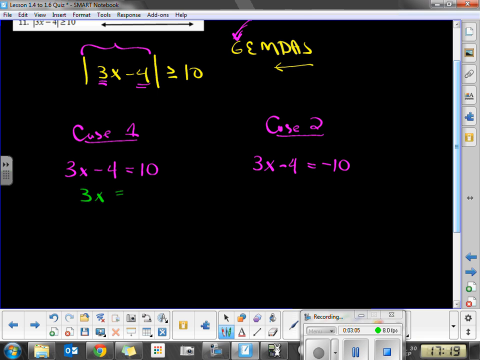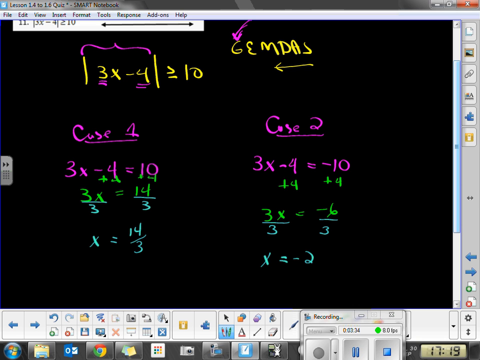So what I'll do is I'll add 4 to both sides. Then I'll divide both sides by 3. So if I divide both sides by 3, I get x equals 14 thirds. On the other side over here, we're going to add 4. This is 3x equals a negative 6. I'm going to divide both sides by 3. So x equals a negative 2.